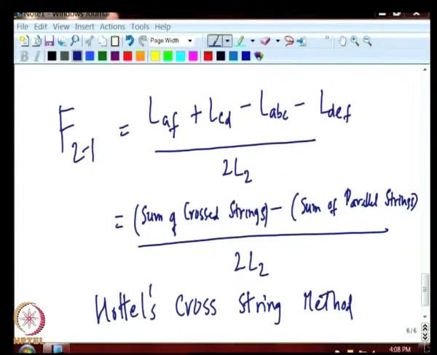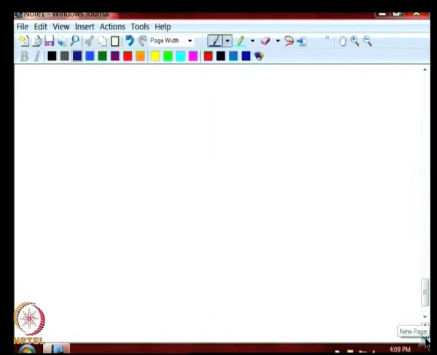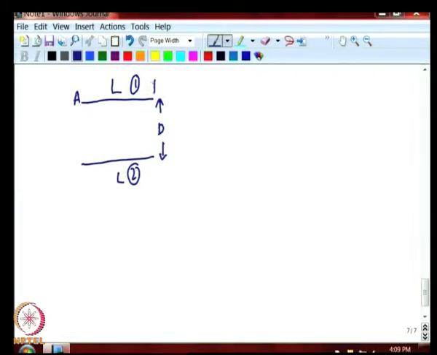Okay, let us take one example similar to what we had done in the last lecture. Suppose you have two parallel plates of length L and distance d, and this is 1 and this is 2, and you want to calculate, let us say, F21, and the edges of this let us say are AB and CD. And if you follow the spirit of the cross string method, you can see that you must draw two parallel strings and then two cross strings.